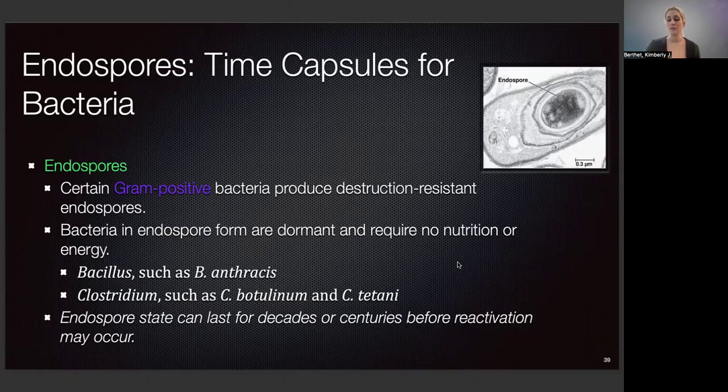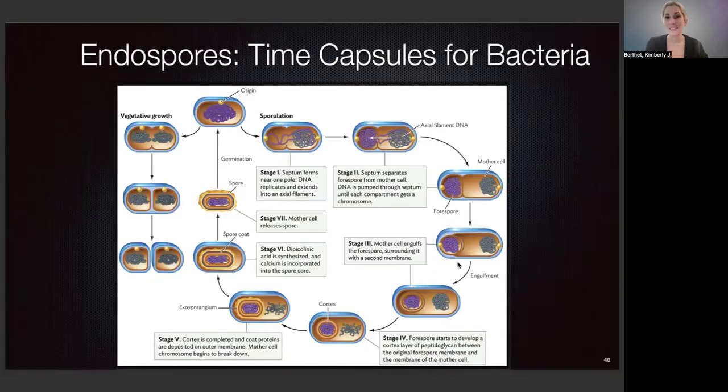Endospores can survive in nature for hundreds of years, thousands of years, and some suspect millions of years as well. If we're looking at permafrost or glaciers, we have endospores that have been frozen for millions of years that we're actually still able to get vegetative cells out of. Quite interesting. Let's go over the process of forming an endospore.